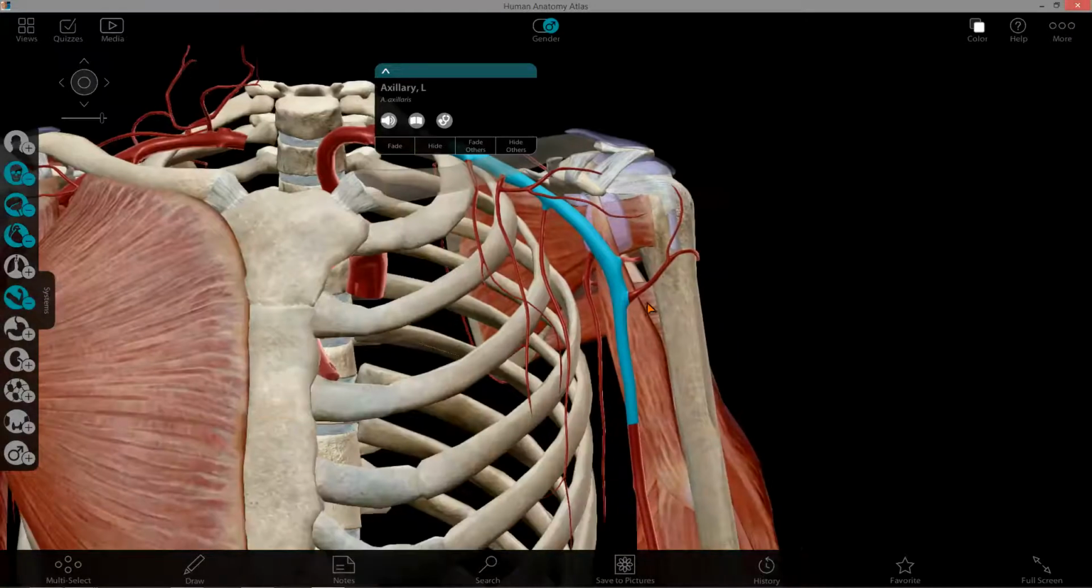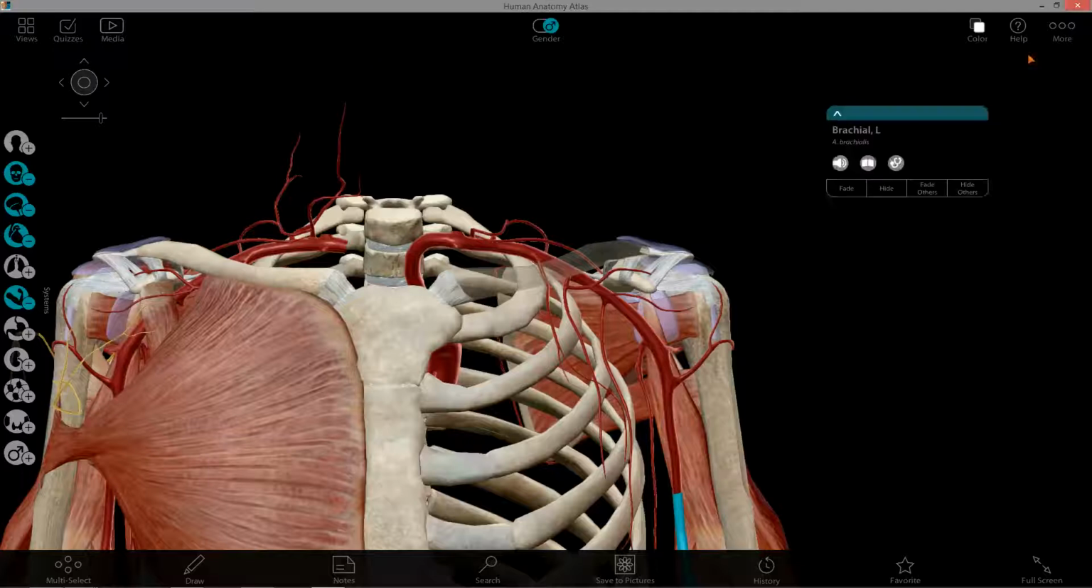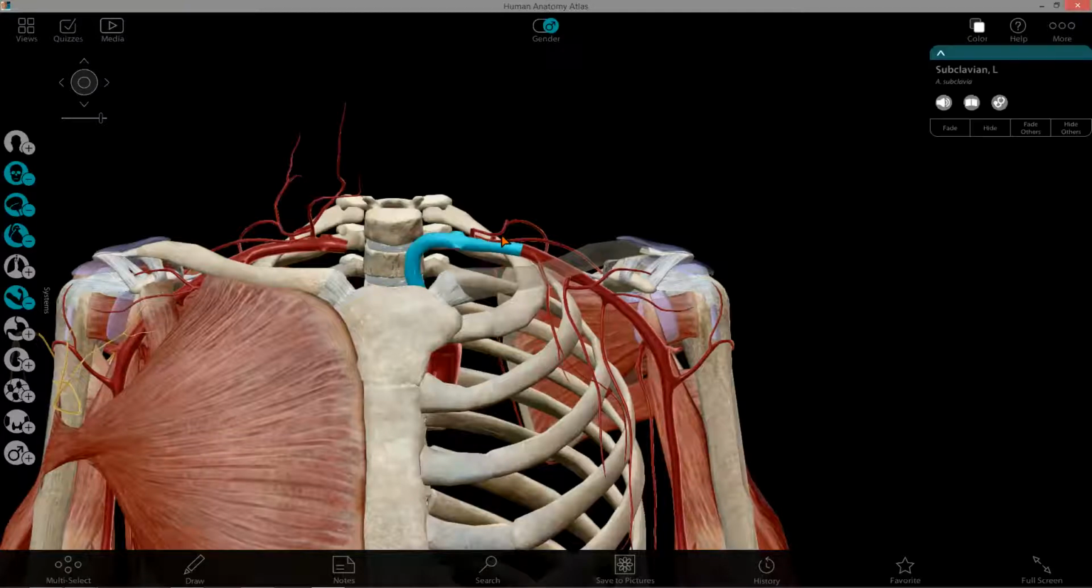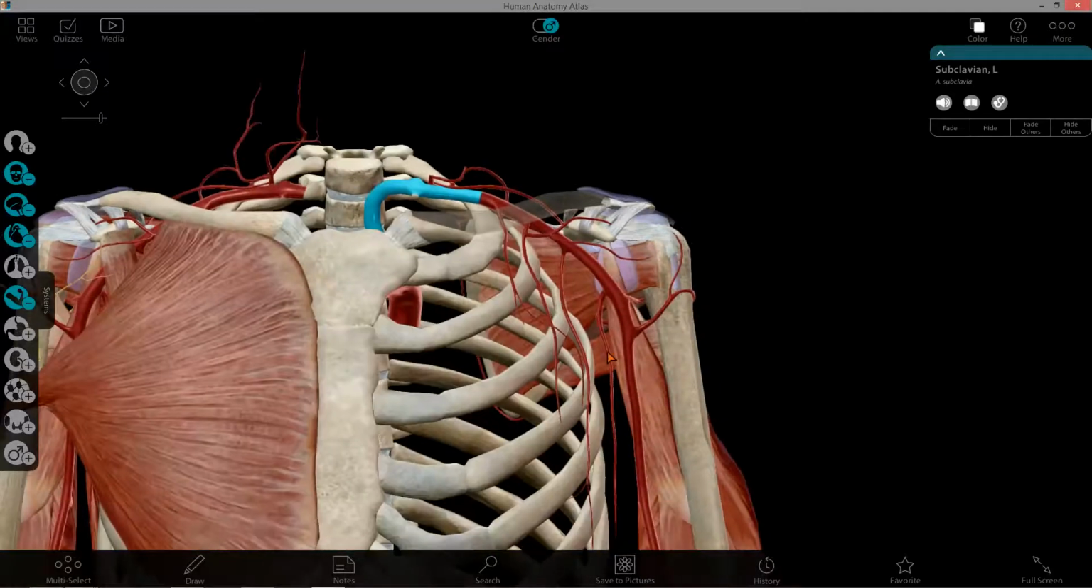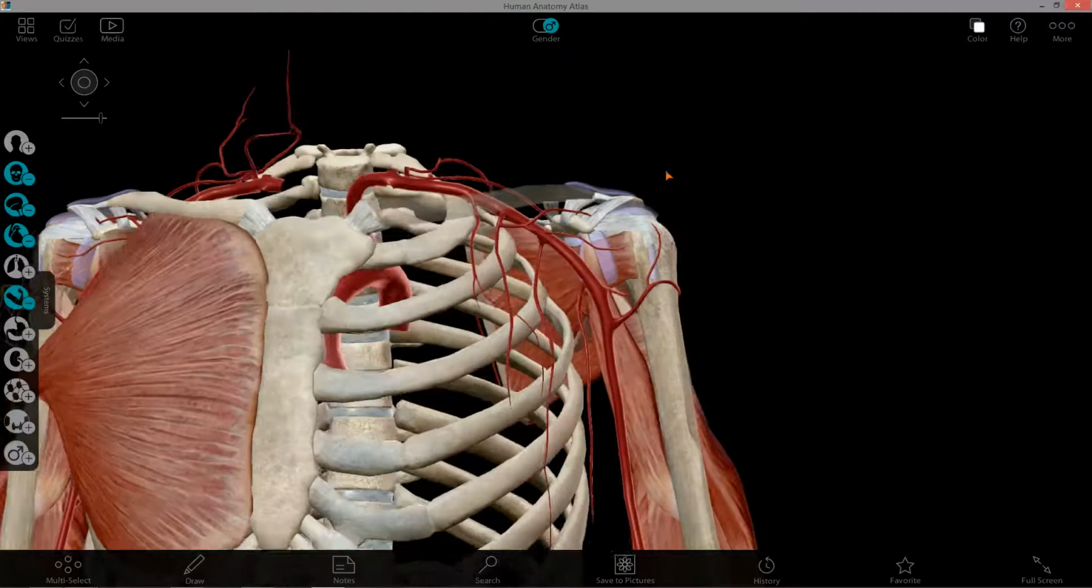And similarly, as it crosses over teres major, it's going to change its name from axillary artery to the brachial artery. Okay? So they're kind of continuous with each other, but we give them different names as they enter different anatomical contexts. So the axillary artery is divided into three parts by the pectoralis major muscle.